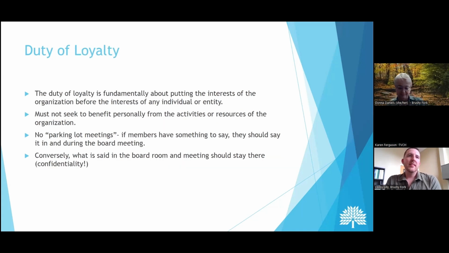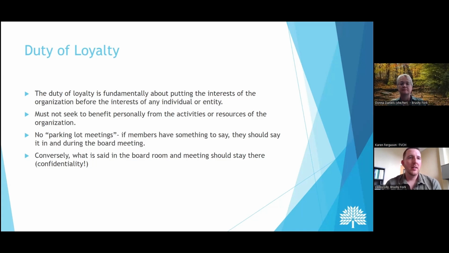So the second of these 3 duties is the duty of loyalty. The duty of loyalty is fundamentally about putting the interest of the organization before the interests of any individual or entity. You must make decisions you believe to be in the best interest of the organization and be fair in your dealings with the nonprofit, and must not seek to benefit personally from the activities or resources of the nonprofit. So that means conflicts of interest must be disclosed, that you keep confidentiality and maintain transparency.